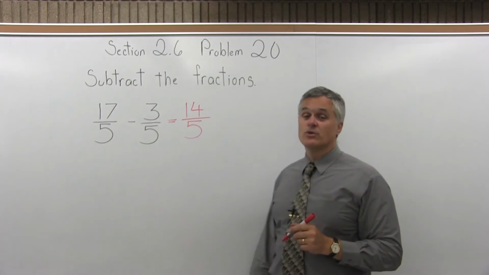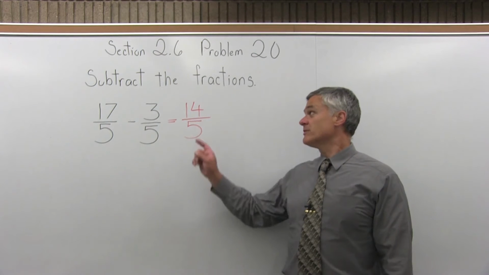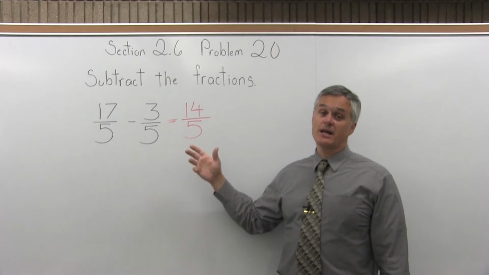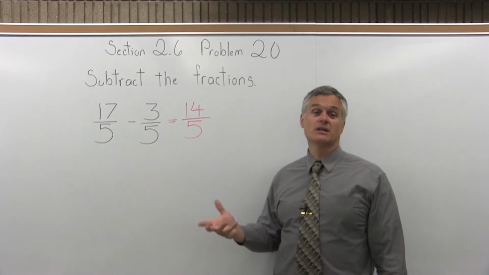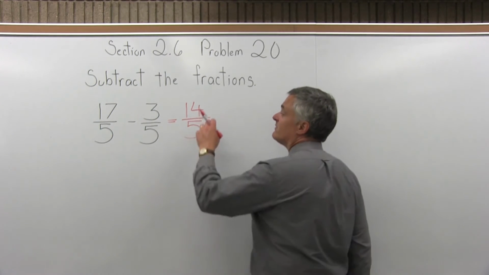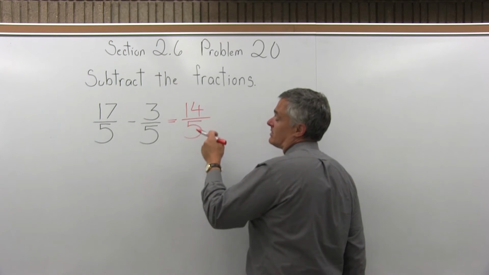Now that is the answer, 14 over 5, but this is an improper fraction because the numerator is larger than the denominator. So I can at least simplify it in terms of making it into a mixed number, a number with a fraction. So I know 15 over 5 would be 3. It's got to be a little less than 3.